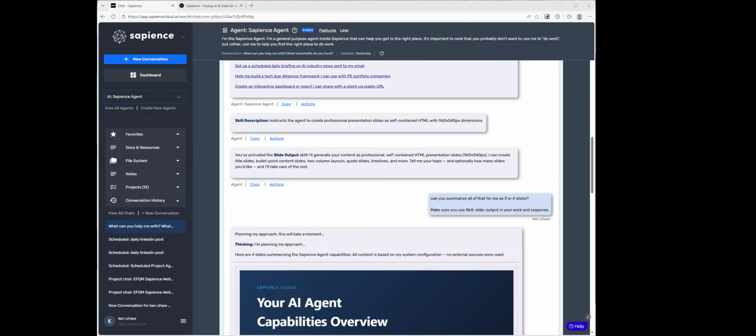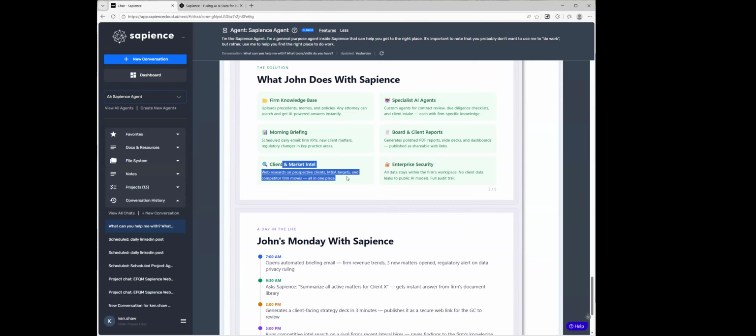Time drain: hours spent searching emails, documents, and case files across disconnected systems. Security risk, blind spots: no single view of firm performance. I love that. I didn't ask it to do that, but that's great. Knowledge loss: senior partner expertise tracked in people's heads. What John does with Sapience: firm knowledge base, morning briefings, scheduled daily email. Love that. Client and market intel. Yep, I use Sapience for this every day.